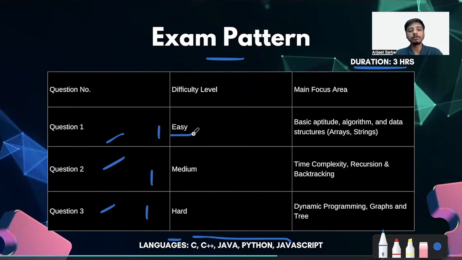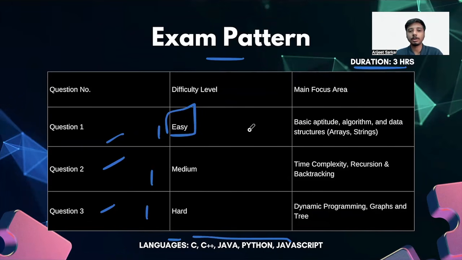The first question is going to be of easy level difficulty, right? And the main focus for this question is going to be basic aptitude related questions or algorithm related questions or data structure related questions. My advice will be to focus mostly on arrays and strings because as per the PYQs, this is the segment which they basically focus on for the first question, right? So my advice, if you're preparing for the first question, is to go through the previous year questions and understand the pattern, right? Which are easily available online, right?